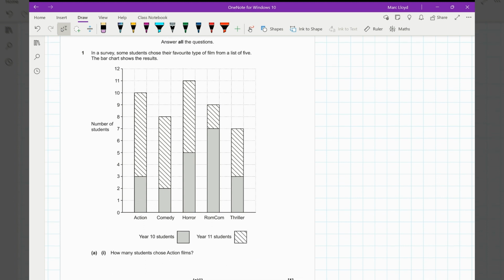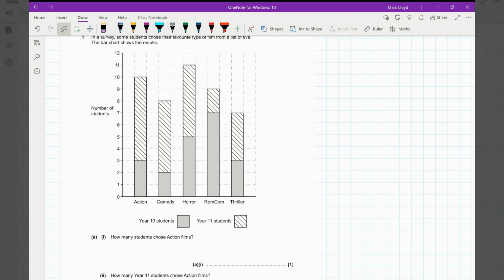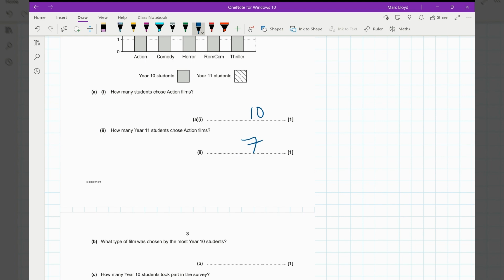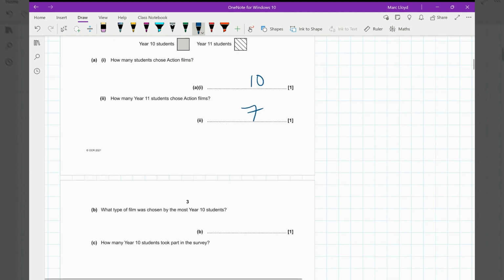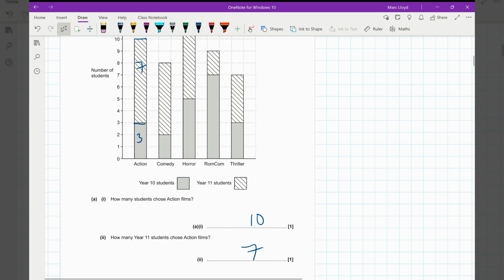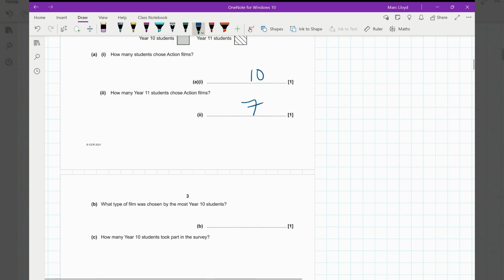So in the survey, some students choose their favourite type of film from a list of 5. The bar chart shows the results. How many students chose action? So we've got 3 and 7, which makes 10. So 10 chose the action films. How many Year 11 students chose action films? Well, that's a 7 for their bar. So 7. What type of films was chosen by the most Year 10 students? So that means which Year 10 bar is the biggest, which is this one. So this is rom-com.